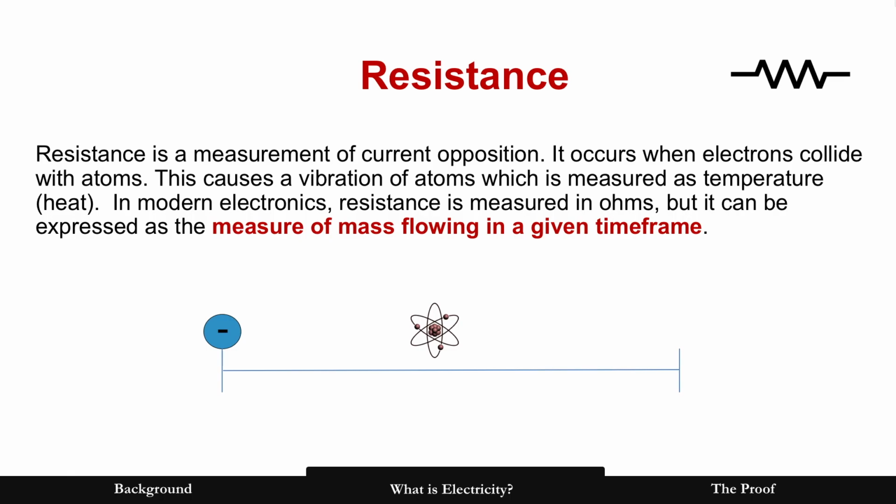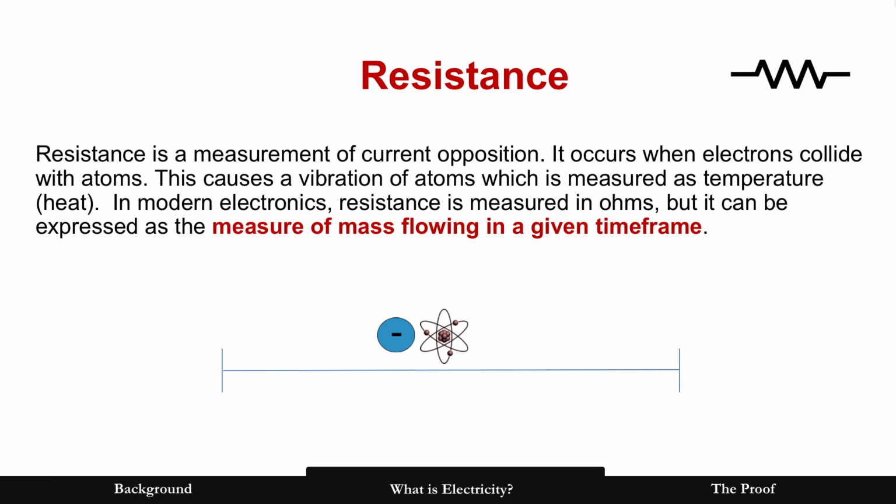Resistance is a measurement of current opposition, right? It occurs when electrons collide with other atoms, such as this, and that causes a vibration of the atom, which is measured as temperature. That's what temperature is. It's basically the measurement of a vibration of an atom. And that's why heat is caused in resistors.